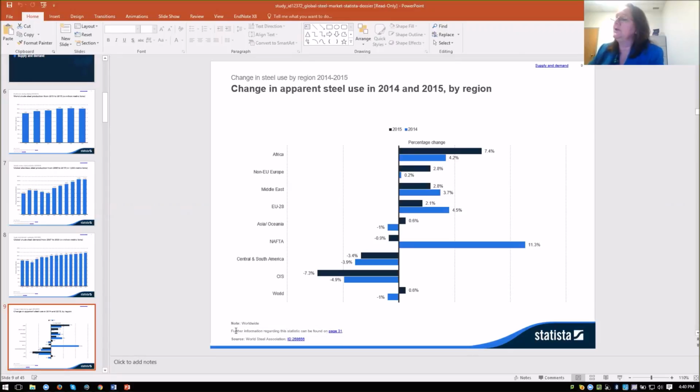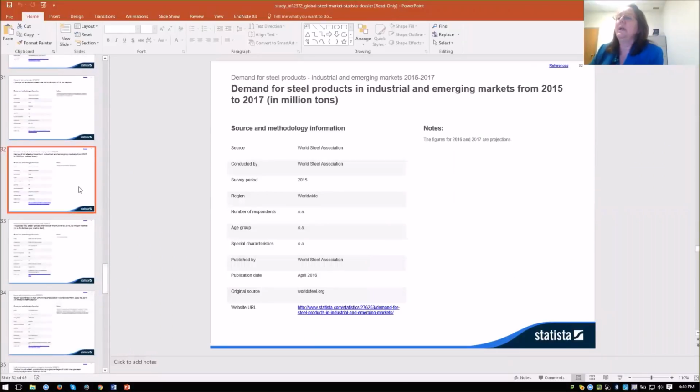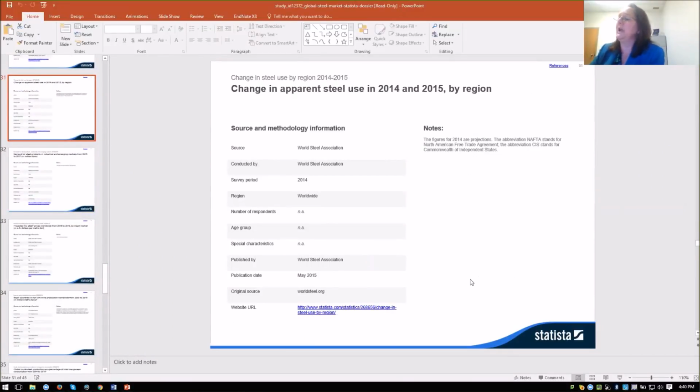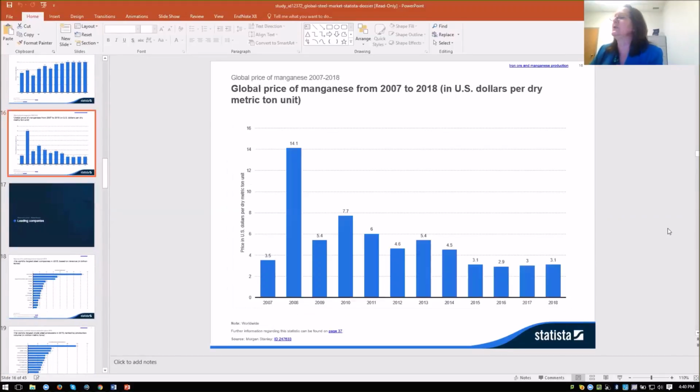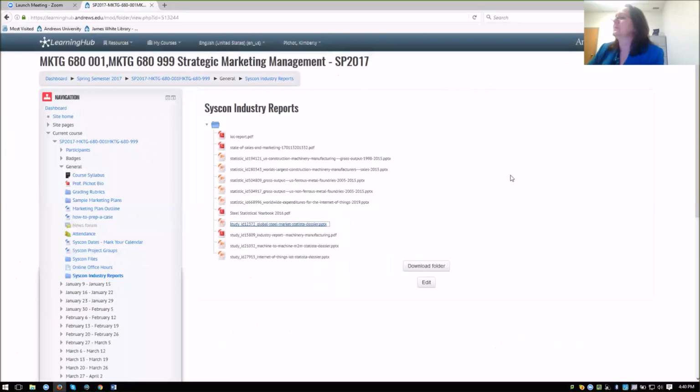And you could put this figure into this chart into your plan. And then you'll notice here, note, further information regarding this statistic can be found on page 31. So if you went to page 31, it tells you where that information came from, so that you can write your references and give credit to the people who did the research. So I don't know which of these reports will be of interest or useful to you, but it's at least some stuff like Steel Statistical Yearbook, machine to machine statistics, state of sales in marketing, Internet of Things report.